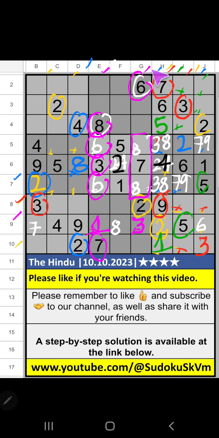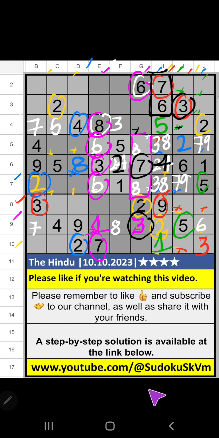3rd row, column G, we have pair numbers 3, 6, 7. 3, 6 and 7. The 3 numbers can't come in these cells. It will come in one of the 3 cells. We will confirm later. Then 4th row, 2 numbers are remaining, 1 and 9. It will come in one of these cells.